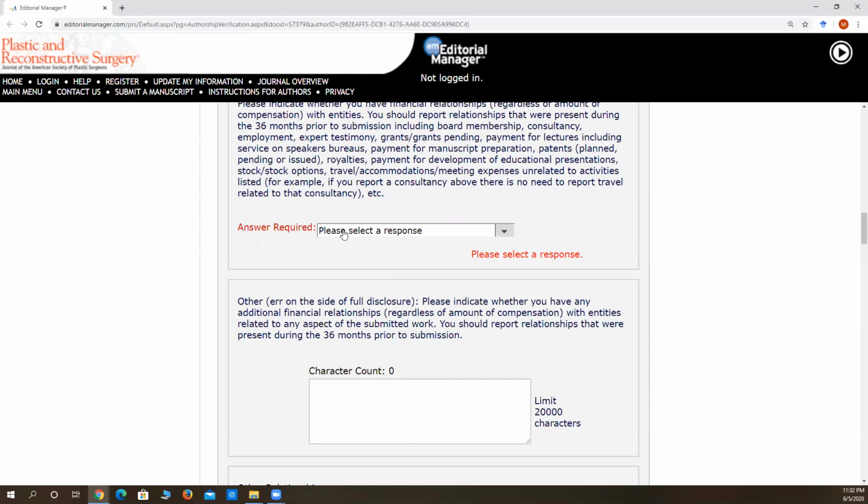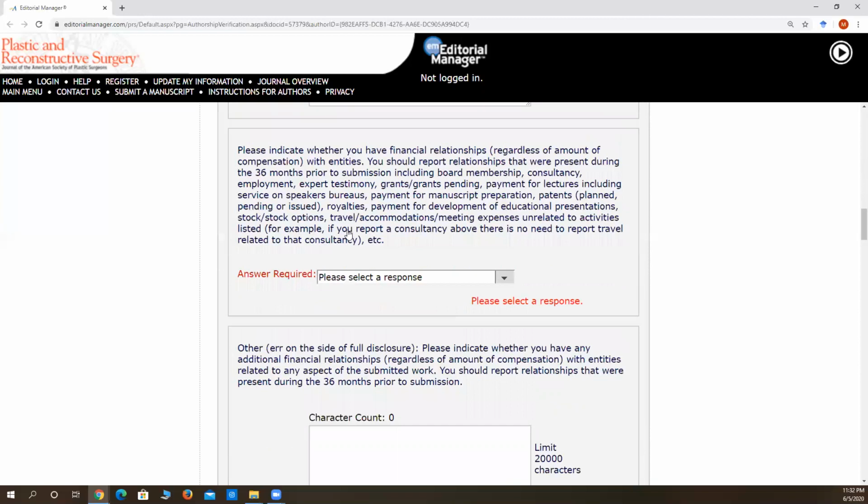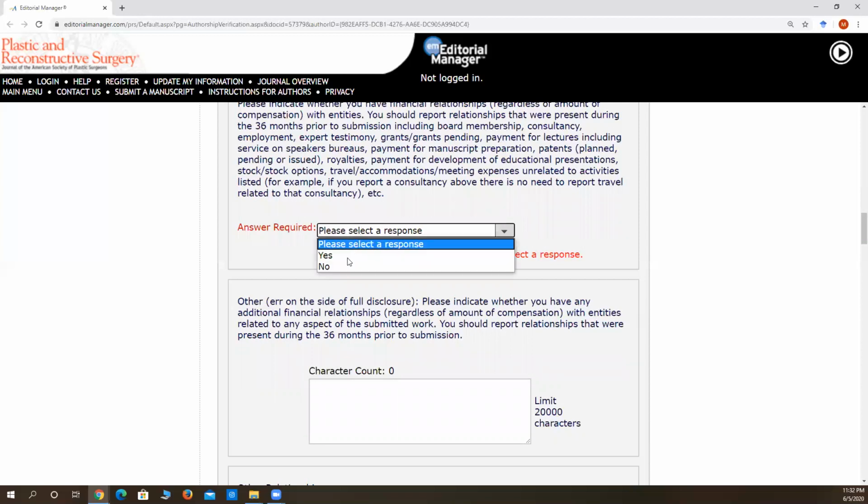One thing that people misunderstand is that if they have financial relationship, they can't submit papers. That's not correct. You can still submit the paper, but you have to disclose all your disclosures, and reviewers and readers have to be aware about that. Again, here, you can click no if you don't have any.